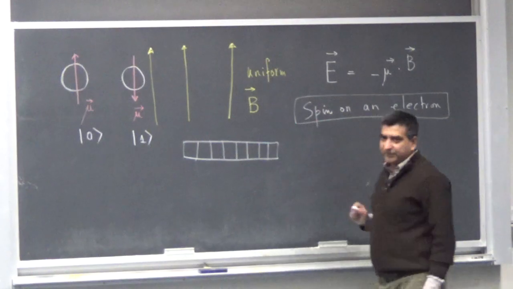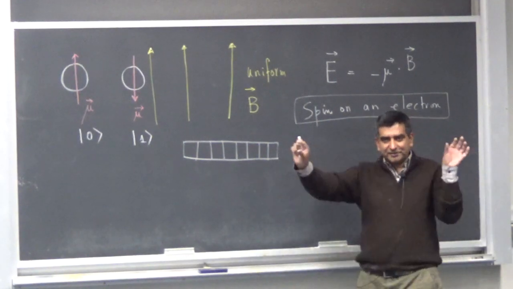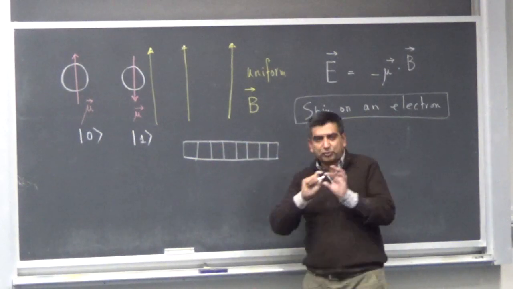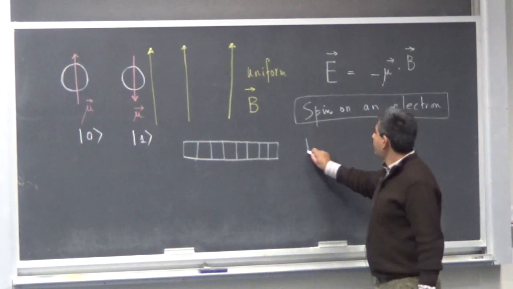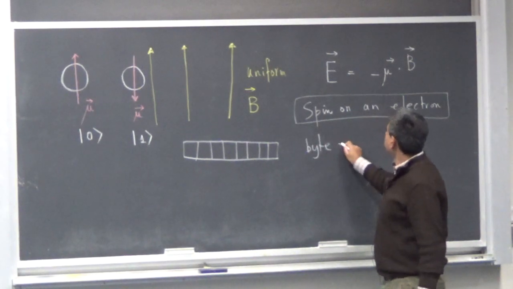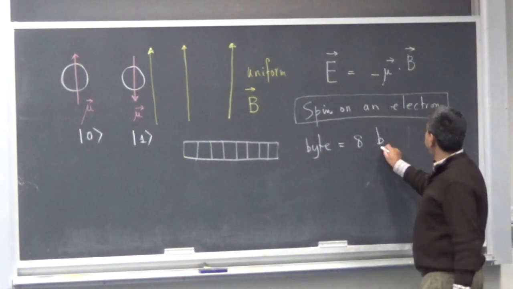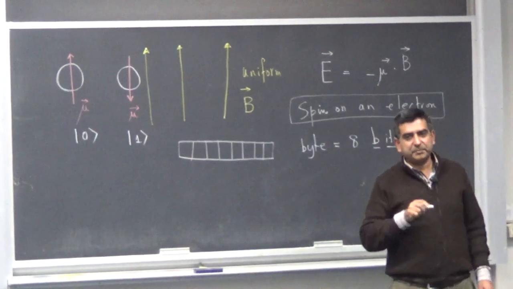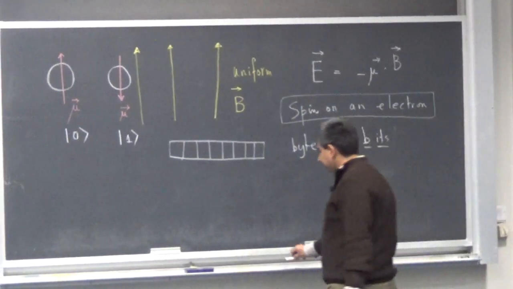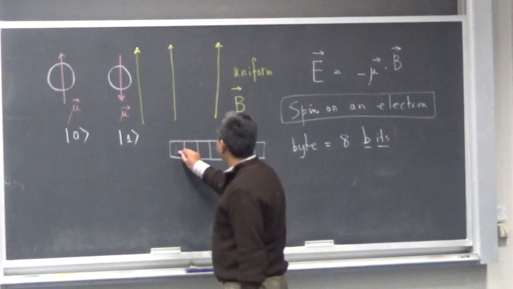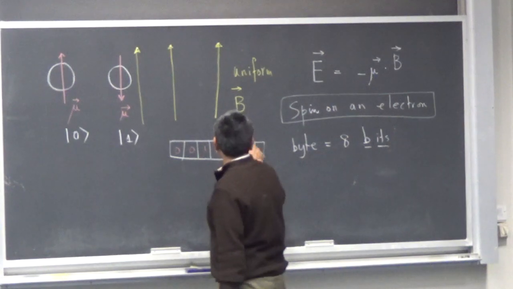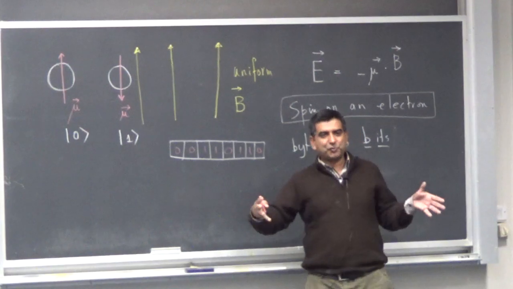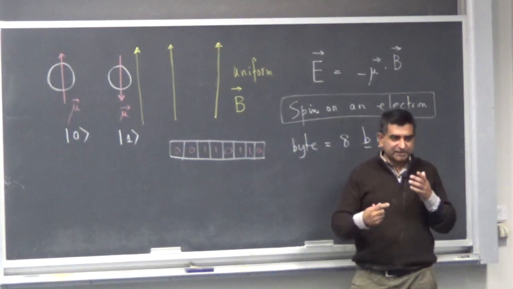So we have 8 bits. This is a register with 8 bits being charged. It's called a byte. 8 bits, binary digits. Now, you can have 0, 0, 1, 1, 0, 1, 0. So you can have some value stored in here, and each one of these bits could be in state 0 or 1.